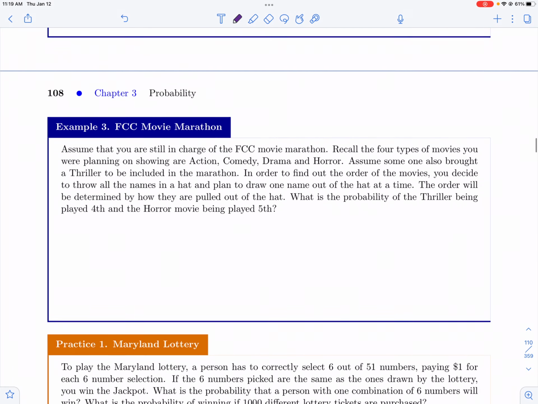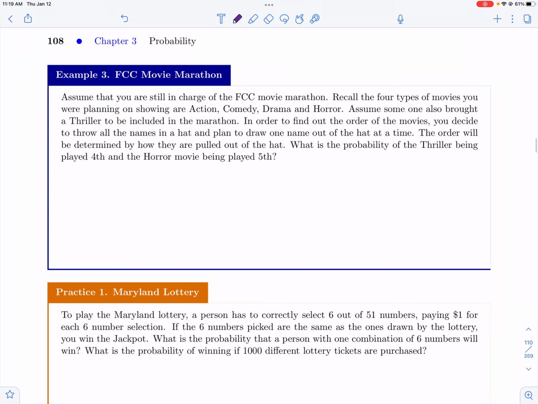And so finally, example 3, by process of elimination, I assume it's going to be a permutation, but let's check. So assume we're still in charge of the movie marathon. So we had our 4 types of movies: action, comedy, drama, and horror. Assume someone else brought a thriller to be included in the marathon. In order to find out the order of the movies, you decide to throw all the names in a hat. Plan to draw one name out of the hat at a time. The order will be determined by how they are pulled out of the hat. What's the probability of the thriller being played 4th and the horror movie being played 5th?